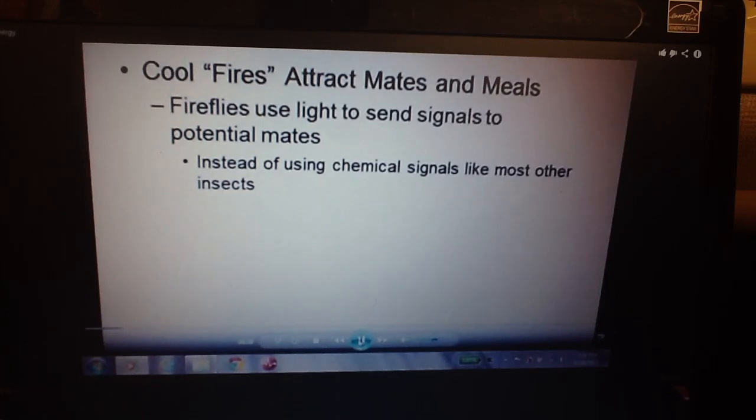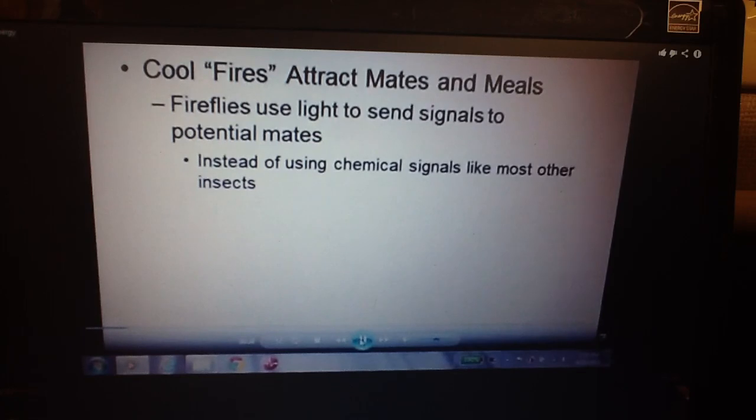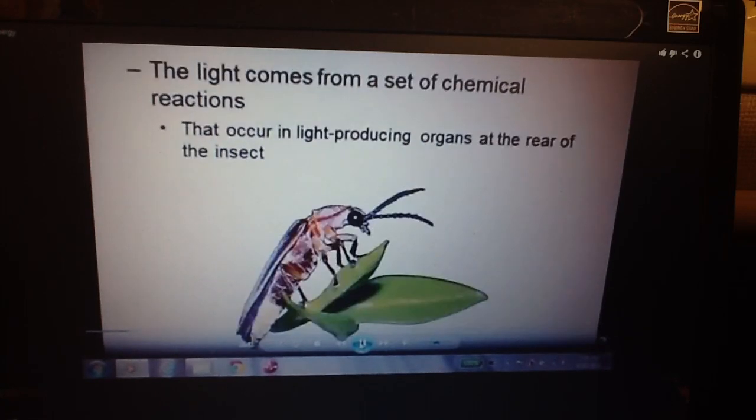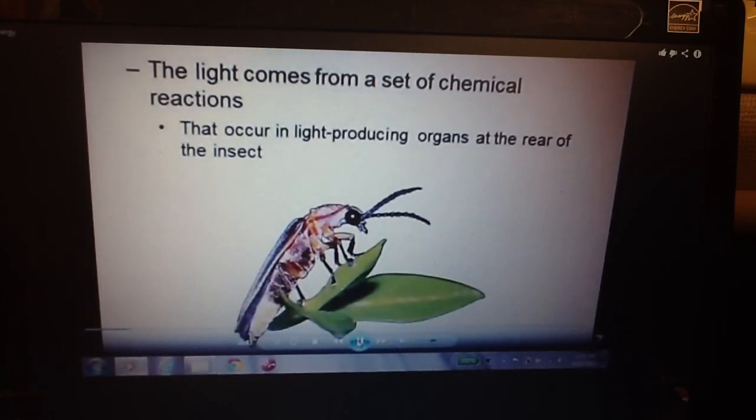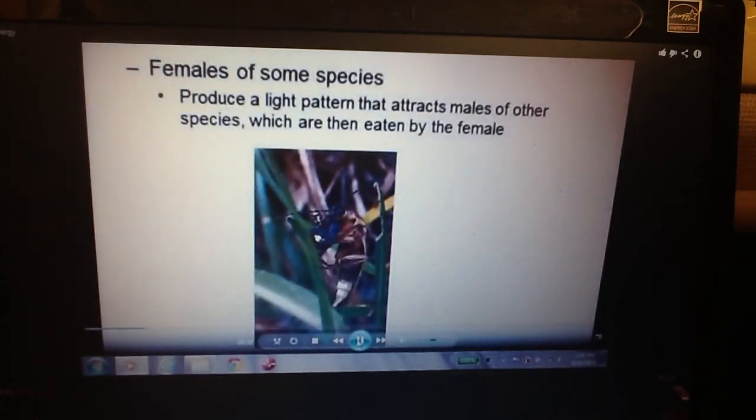Other animals use chemical signals, such as pheromones, to signal that they're interested in a mate or they're looking for food. Now, the fireflies are interested. What happens is they do a series of chemical reactions in their hind region back here. And in doing those chemical reactions, they actually produce light, just like a flashlight would. That light then produces a pattern that will attract a mate.